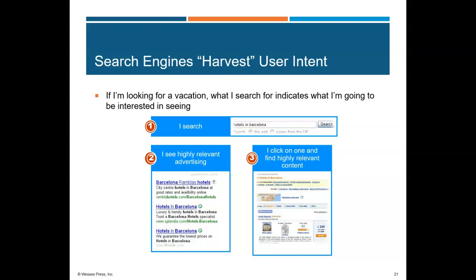Search engines harvest user intent. If I'm looking for a vacation, what I search for indicates what I'm going to be interested in seeing. So as you can see, somebody wants to go to hotels in Barcelona. So the links or ads that come up are going to be Barcelona hotels, a list of them, or links to travel companies that can provide you with examples of Barcelona hotels, like this one.